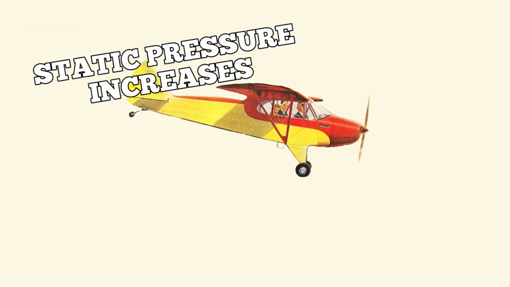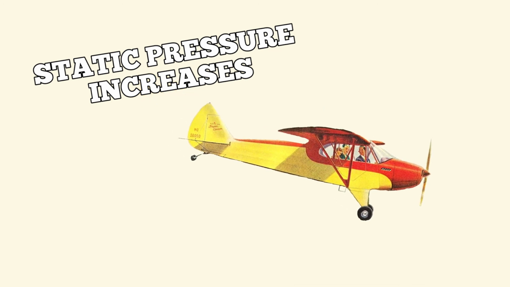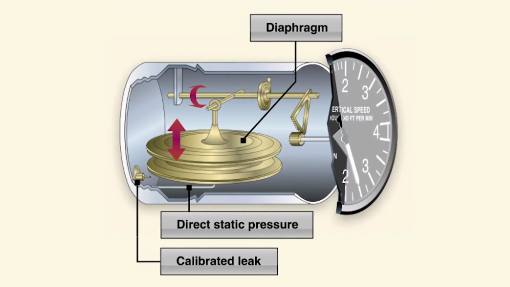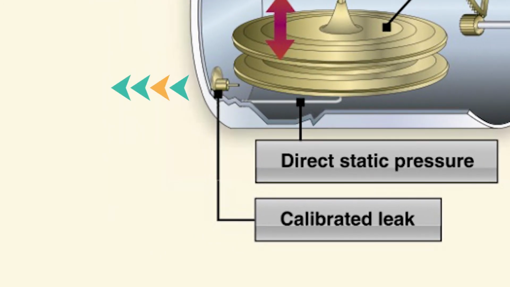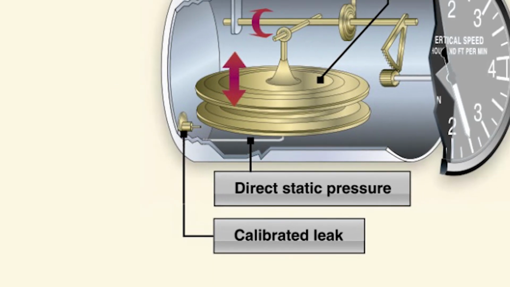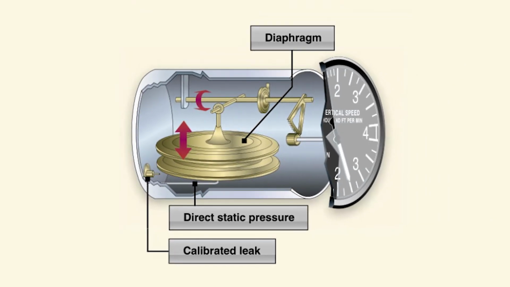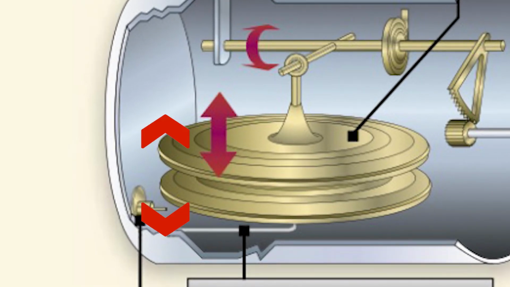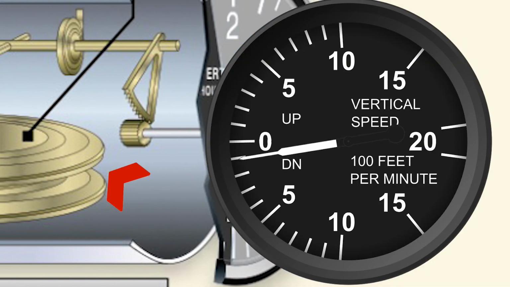But what happens when you descend? As you descend, your static pressure increases, and as it increases, immediately in the diaphragm, the pressure in the instrument casing becomes lower. Since the calibrated leak lets air out slowly, it creates a higher pressure in the diaphragm than the instrument casing. When that happens, it creates a pressure differential. The diaphragm expands, and the gears connected to the VSI needle make it move down.